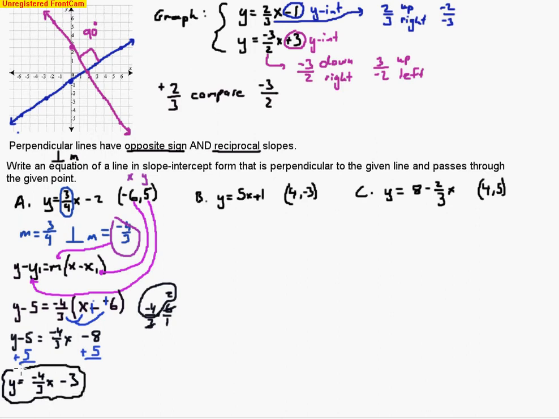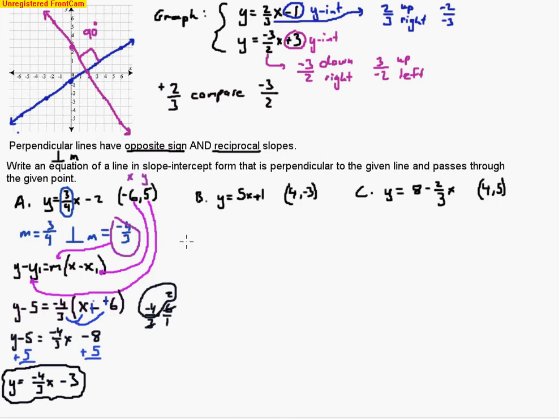And we've got ourselves a line that's perpendicular to this one because, again, look at these slopes. They're opposite and reciprocal. Not only that, this line that we just circled here goes through this point that's given to us. Well, we've got another problem to try.